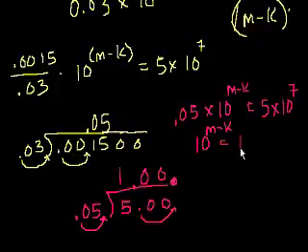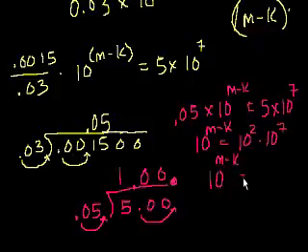What's 100? That's the same thing as 10 squared times 10 to the 7th. So 10 to the m minus k is equal to 10 to the 9th. So m minus k must be equal to 9. And that is choice A.